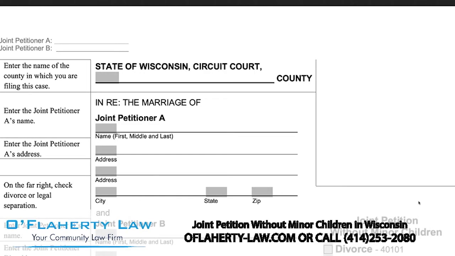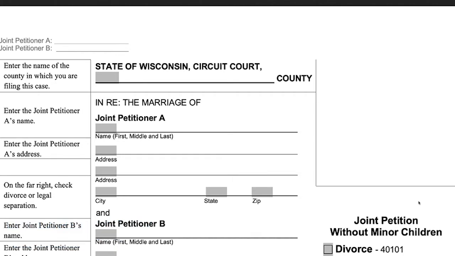Hi, this is Heather Jones, a family law attorney with O'Flaherty Law, and today we're going to do a how-to video for filling out a joint petition for divorce without minor children. This is Form FA-4111V. It's available on the Wisconsin Court website. It does come with some basic instructions on the left-hand side of the page, but we're going to walk through and clear up any confusion so that you can fill out your joint petition correctly the first time and move the process along.